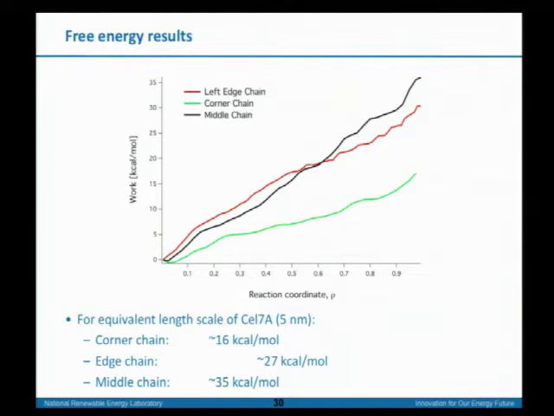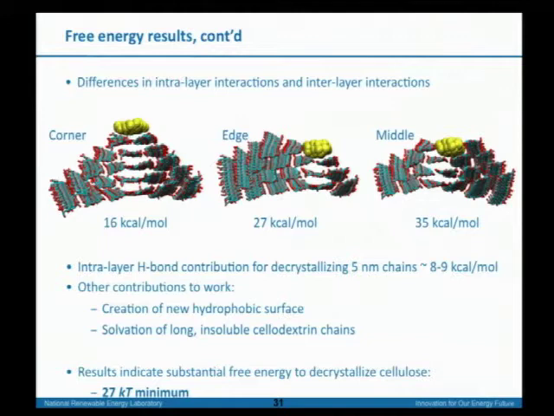But we found out that the edge chain is significantly lower than the one in the middle, which you would have expected, because the one in the middle has got hydrogen bonds to the side. But we not only have confirmation of our intuition, but we also have a number. And this is a number that we can't get from experiment yet. So we got a number that now we can put into our formula as we look at all the different things that enzyme has to do to degrade cellulose.